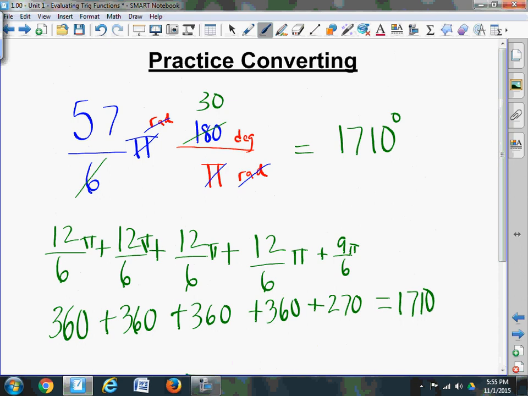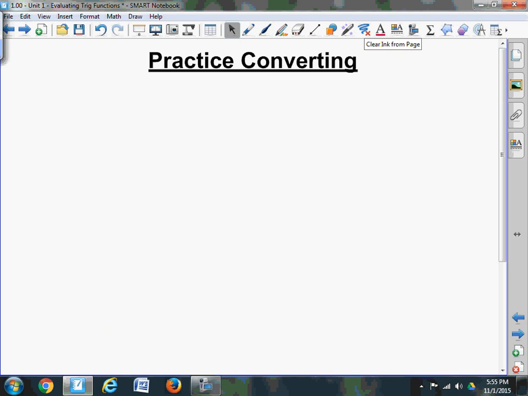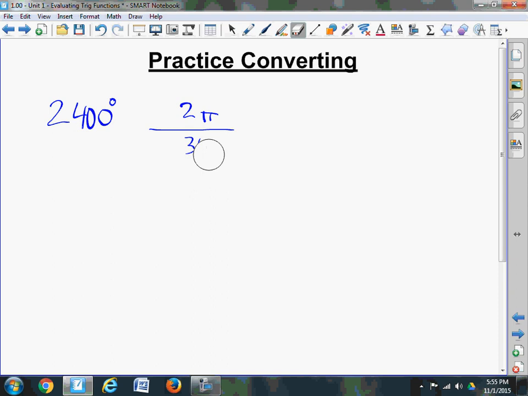All right, what if we start with, I don't know, a large degree amount? I got 2,400 degrees. Well, I know I want my degrees to cancel. Or I can make it 360, or I can make it 180. And the reason I don't like 360, if I did 2 pi over 360, if I'm reducing fractions, I'm going to reduce this to pi over 180 every time, so I might as well just start with pi and 180.